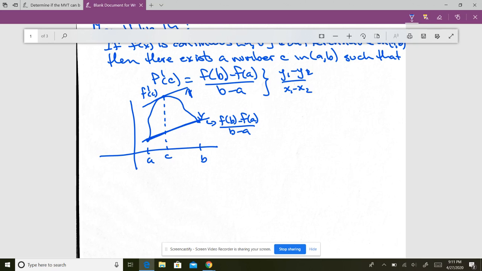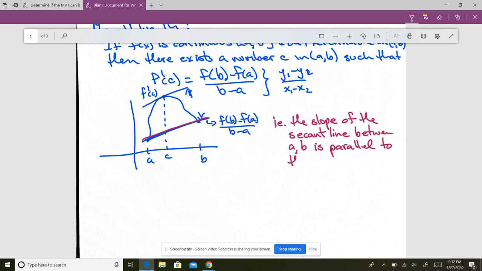All right. So in other words, I want to put this in more layman's terms: the slope of the secant line between a and b, this line here, is parallel to the slope of the tangent line at another point c.